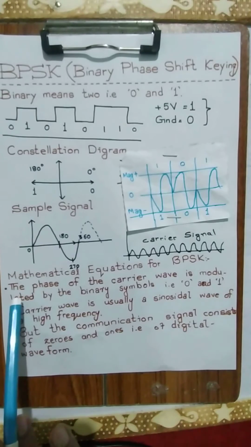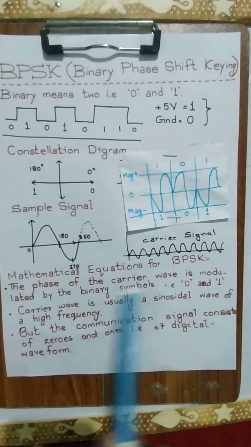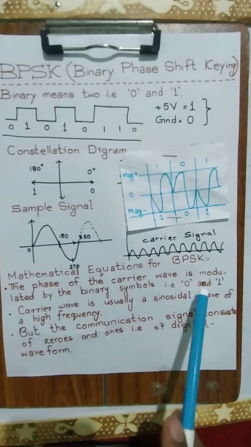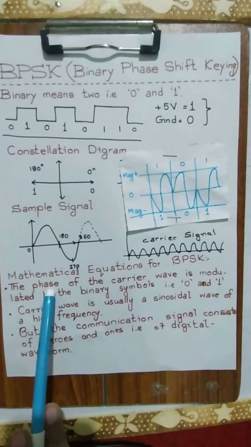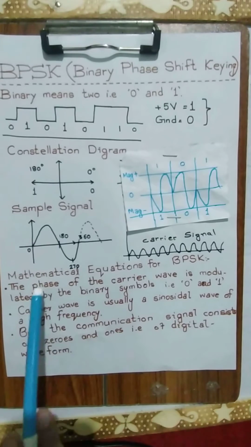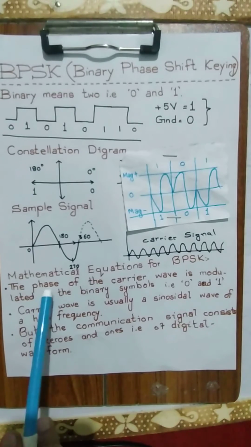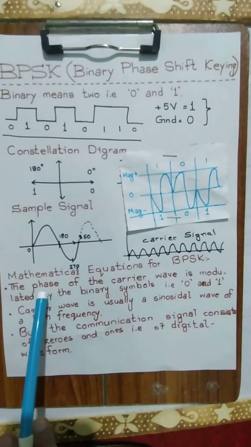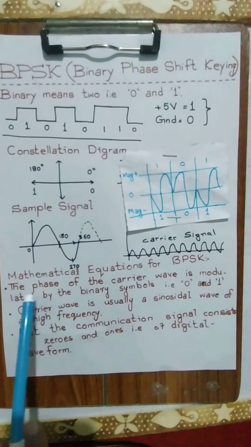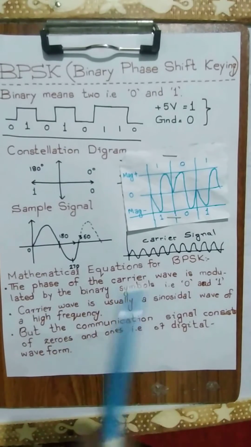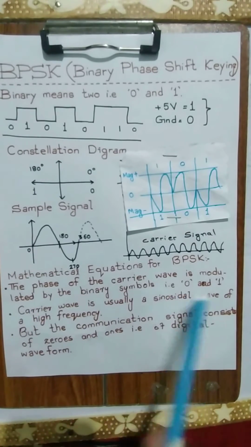So here we will learn that the phase of the carrier wave is modulated by the binary symbols, that is 0 and 1. Phase here, as we know, means the angle theta, but in the real world phase corresponds to time, because every quantity needs time to increase or decrease. So the phase of the carrier wave is modulated by the binary symbols, that is 0 and 1.